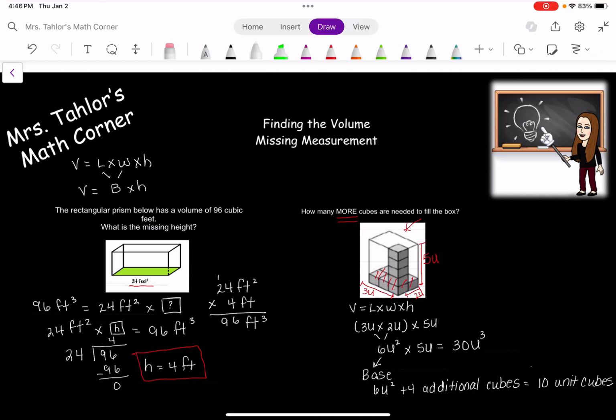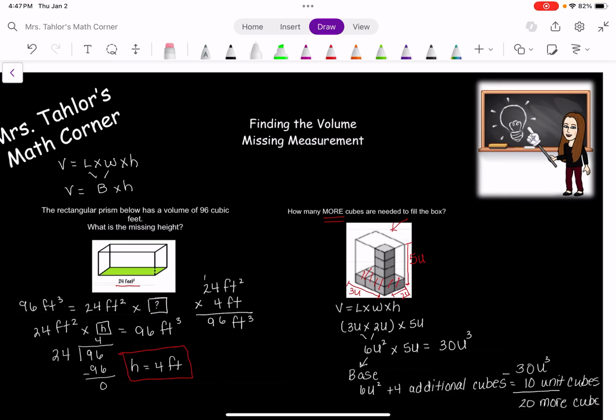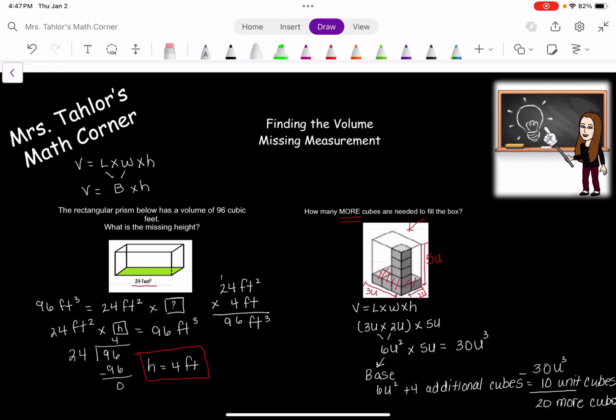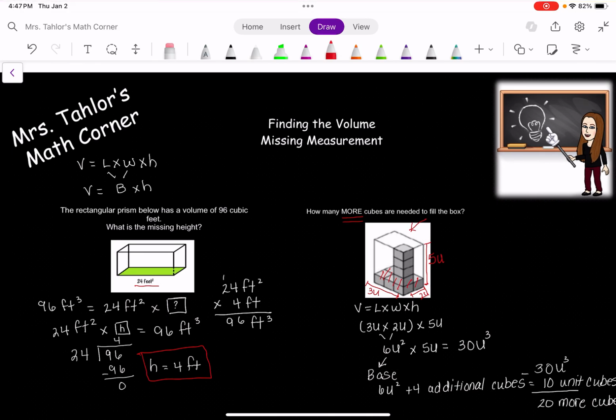Now, if I know that the volume is 30 units cubed, and I subtract the 10 unit cubes that are already there, how many more cubes will I need to fill that figure? That would simply be 20 more unit cubes. So my answer would be that I need 20 more cubes to fill this figure. 20 more unit cubes. And that's how we figure out how many more cubes are needed to fill the rectangular prism.